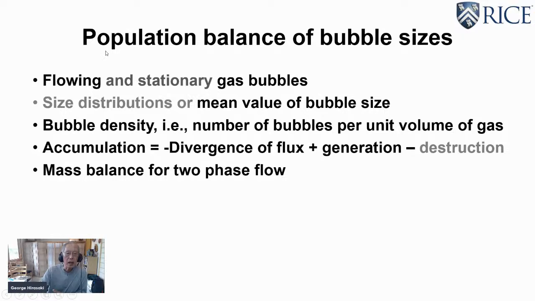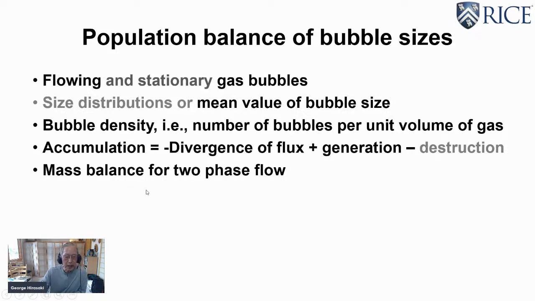Let's look at a population balance of bubble sizes, and I'm going to simplify it a little bit. What I have in gray, I'm not going to show in an example. In a population balance, we have flowing and stationary gas bubbles. I'm not going to include the stationary gas bubbles. In the population balance, we have a size distribution, but I'm going to just work with the mean size of the bubble. The bubble density is a dependent variable, that is, the number of bubbles per unit volume of gas. In the population balance, the accumulation of bubble density is equal to minus the divergence of flux plus the generation rate minus the destruction rate. I'm not going to show the destruction rate in the example.